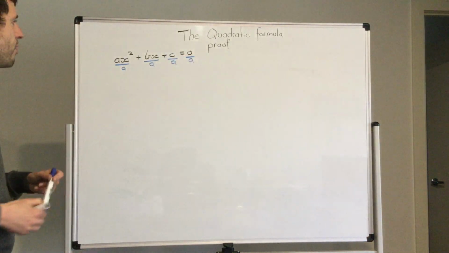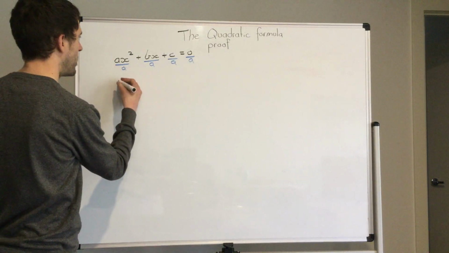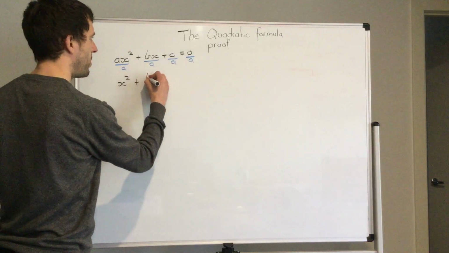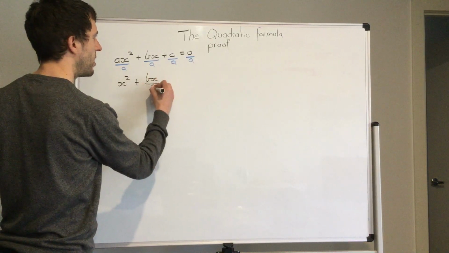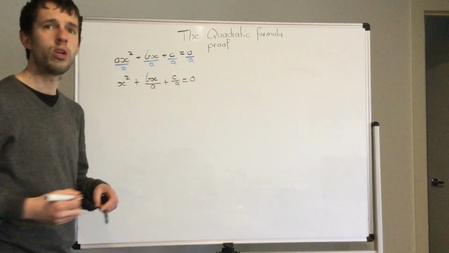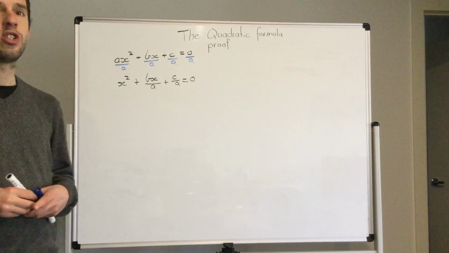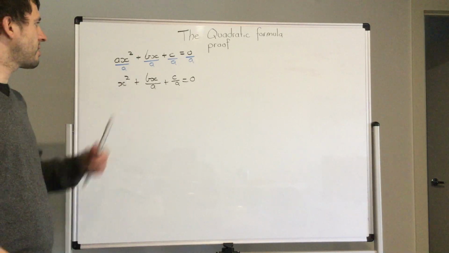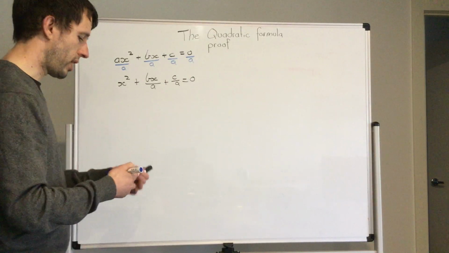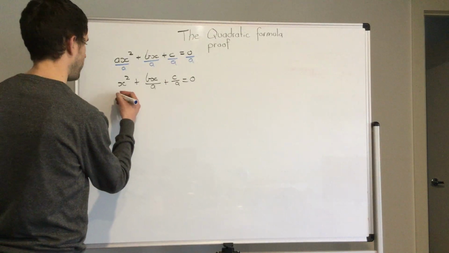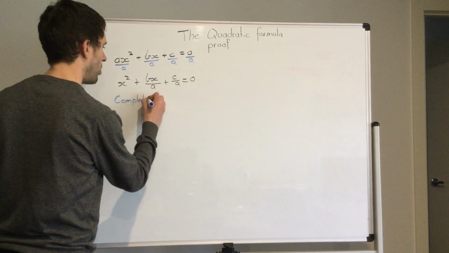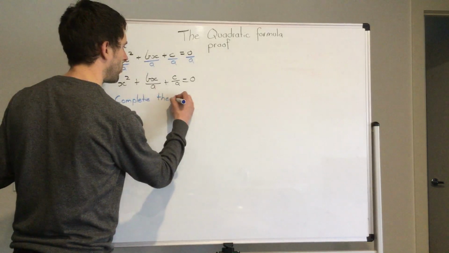So if I divide everything by a, it leaves me with x squared plus bx over a plus c over a equals 0. Because we all know 0 divided by a is just 0. Next thing that we need to do is we need to think about doing complete the square. Complete the square.